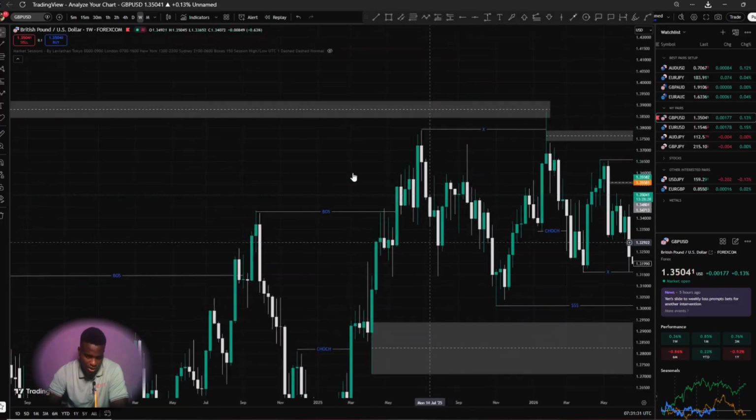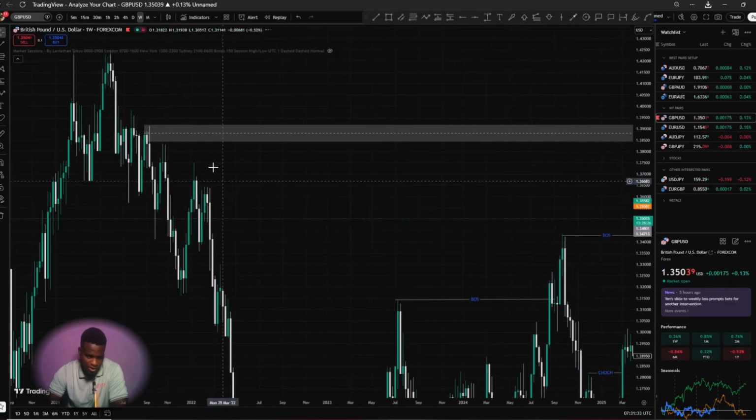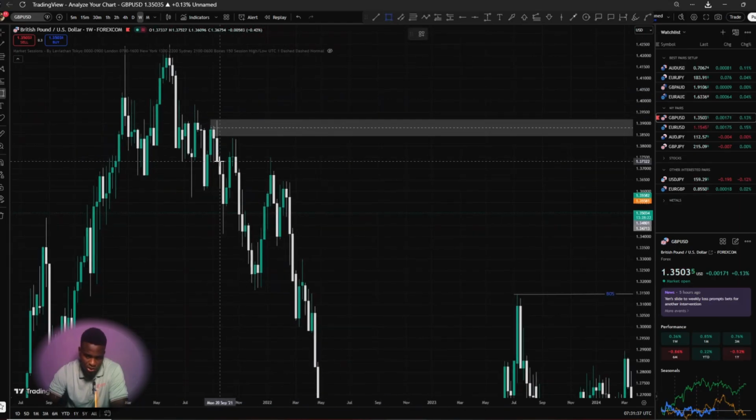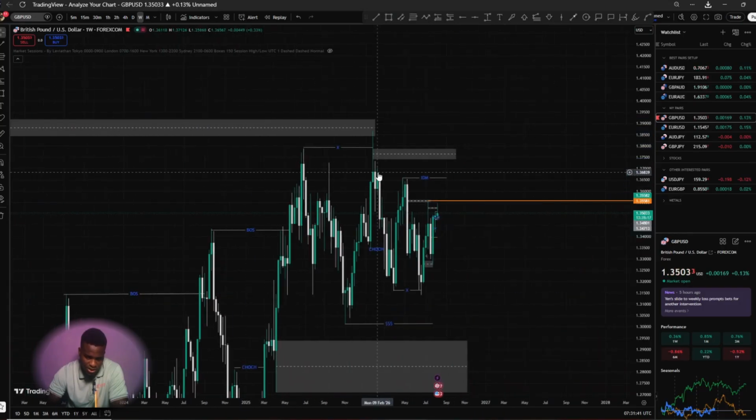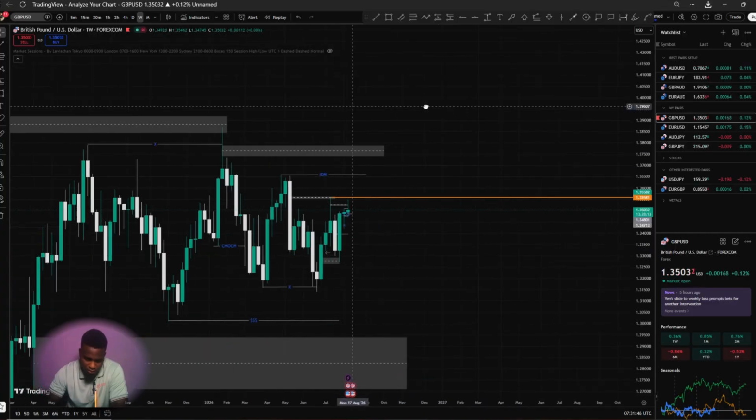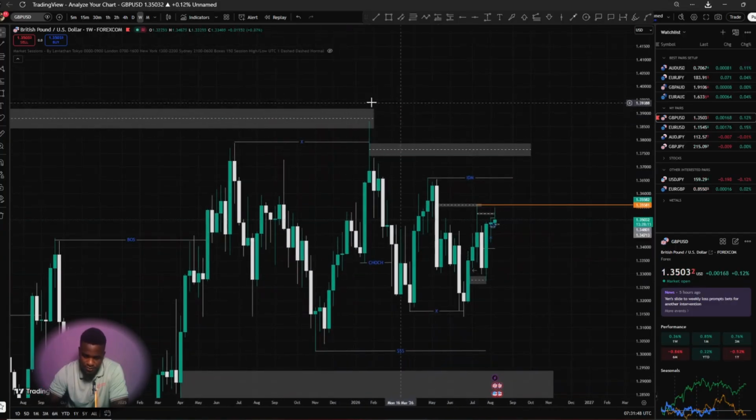This point right here is a very good area. Look at this zone, it has not been mitigated, this block. So obviously that's where the market came down, mitigated it, and started dropping. So that's a good point to see where the market is coming from this other side.